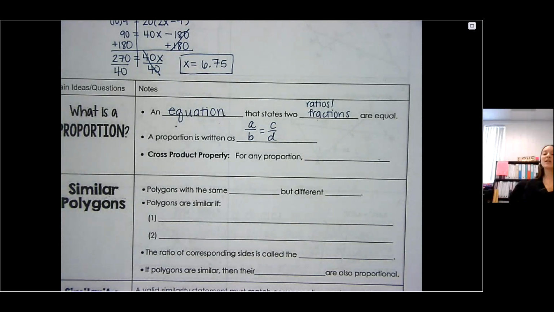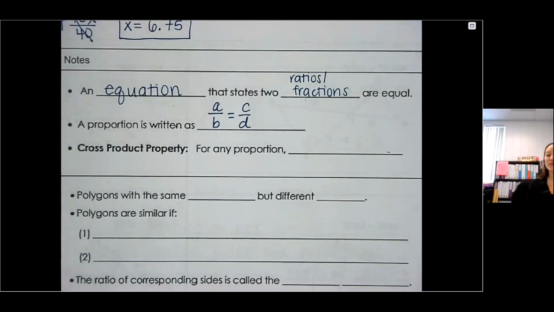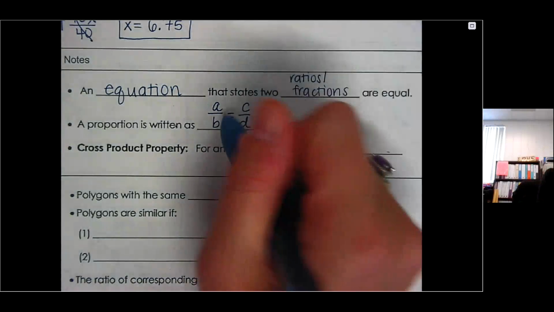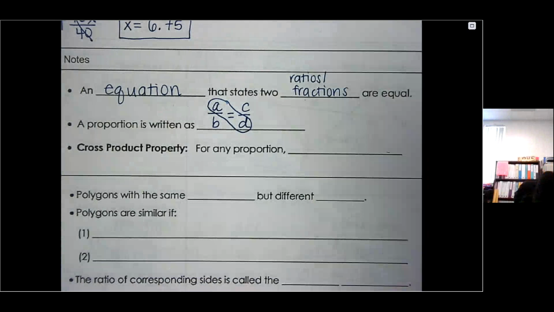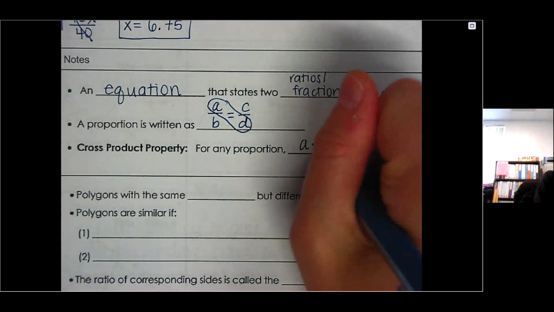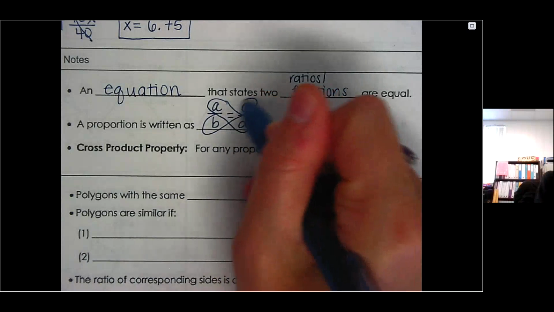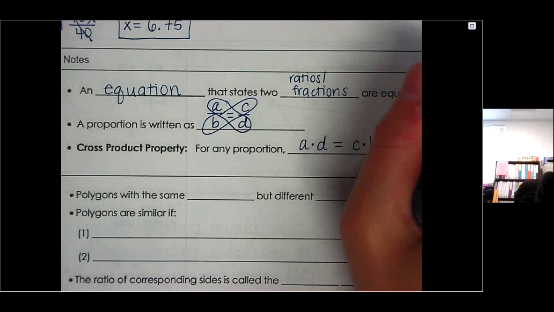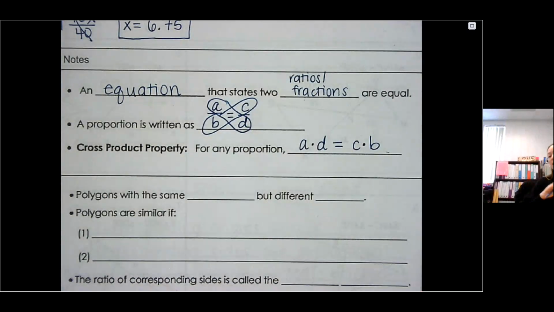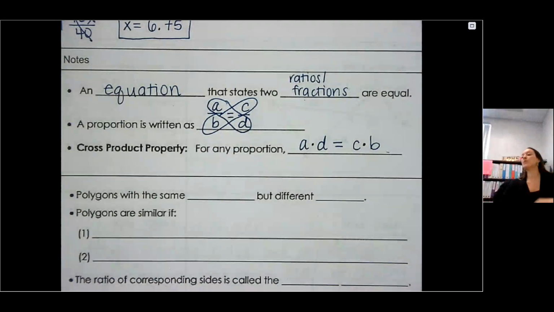The cross product property is the same thing as cross multiplication, or like you guys called it, the butterfly method. It's just multiplying the numerator and denominator that are diagonal, so A times D, and setting it equal to the other multiplication, the other side, C times B. It does not matter which order you decide to do, like first or second, as long as you're multiplying diagonally. That's all that matters.